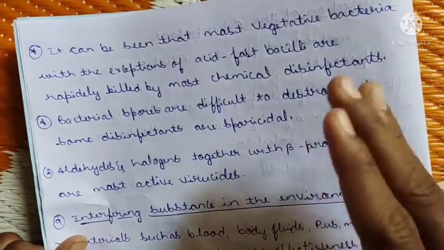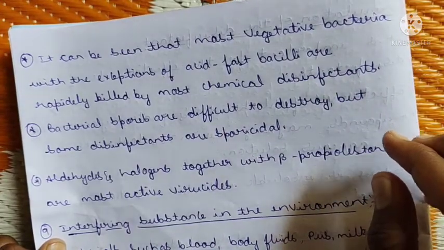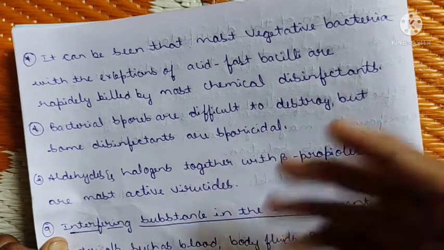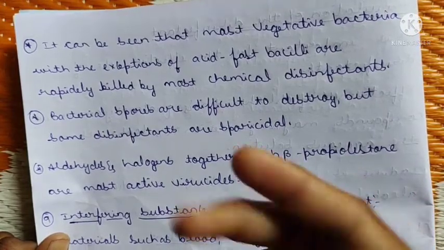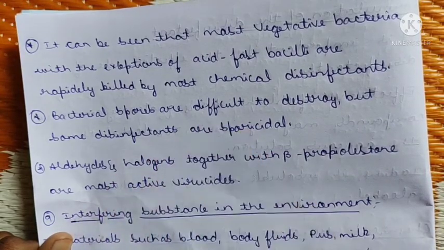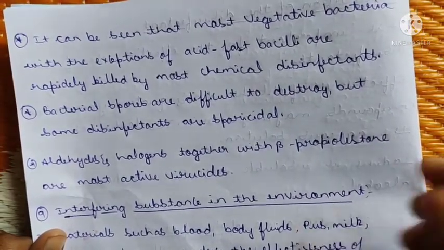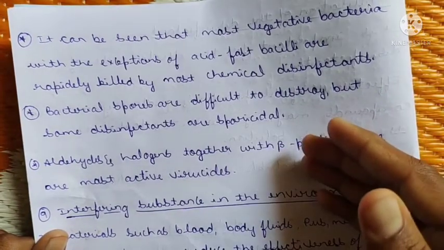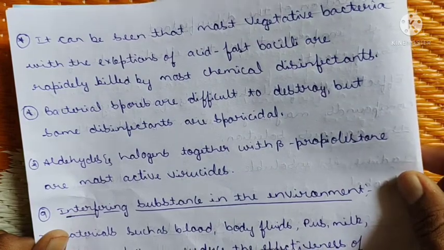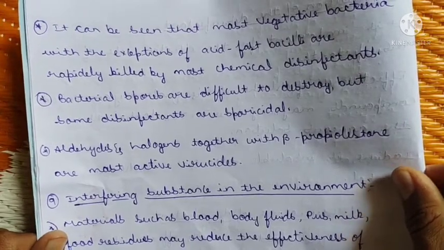It can be seen that most vegetative bacteria, with the exception of acid fast bacilli, are rapidly killed by most chemical disinfectants. What is this acid fast bacilli? In a 5 marks question we will discuss that. Then bacterial spores are difficult to destroy, but some disinfectants are sporicidal also, like isopropyl alcohol, or the Dettol you are using in your homes. Chlorhexidine soap solution helps to kill the spores also, it is sporicidal.